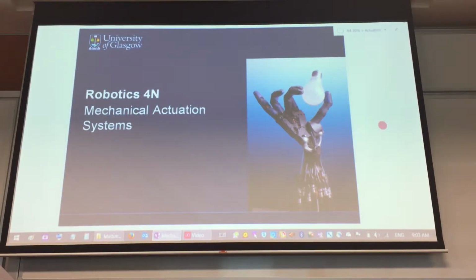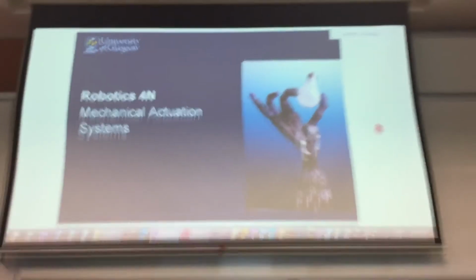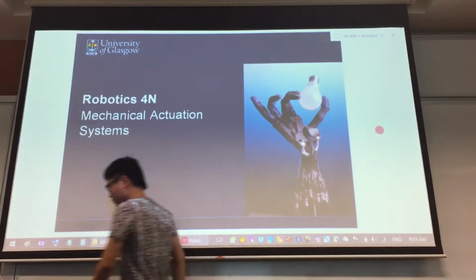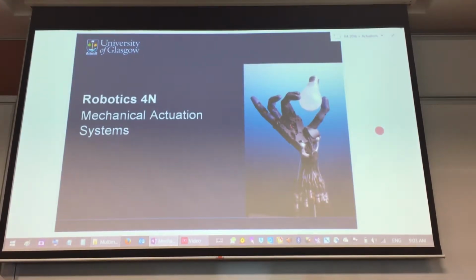Now for the gears, we'll be looking at a few types of gears. There's one type that's called simple train. The simple train is just cascaded gears on different shafts. There's another type where they share the same shaft, so we call that compound gear train.